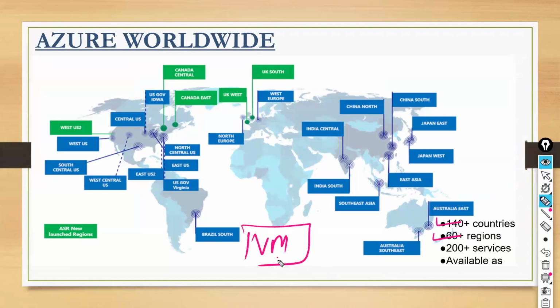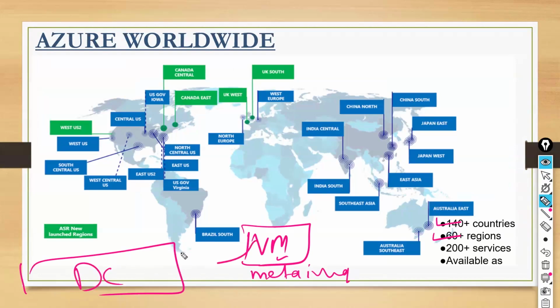our replicas or your meta image is going to be configured in this data center. That underlying infrastructure is going to be deployed inside this data center. So they have more than 60 regions and 200 services, which we talked about, like the different Azure functions, storage accounts, and many more. 200 plus services. It's a very big cloud, a very big offering that Azure is giving to us.